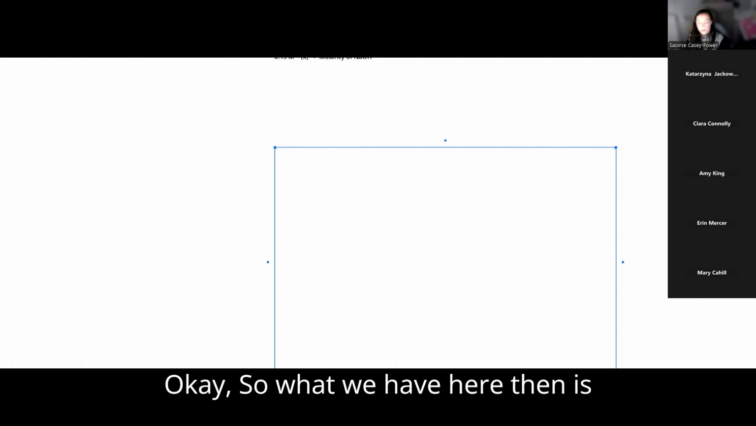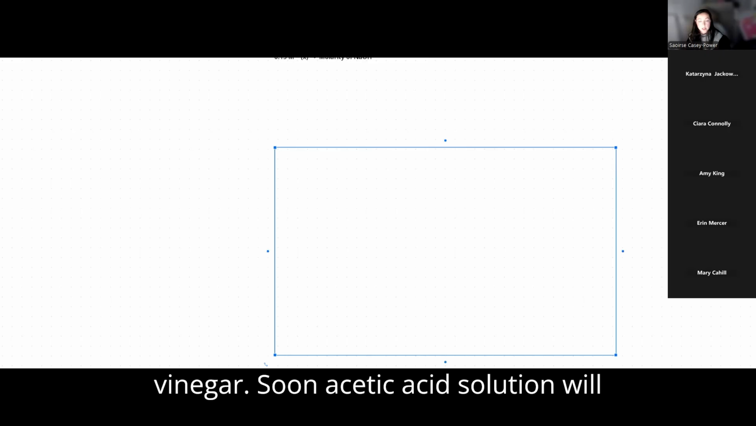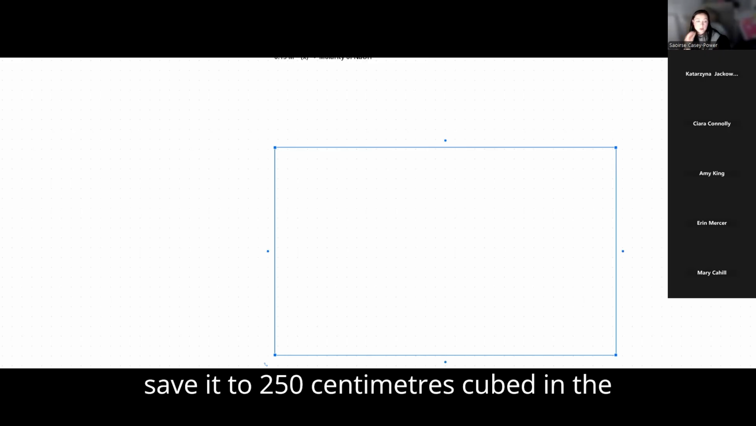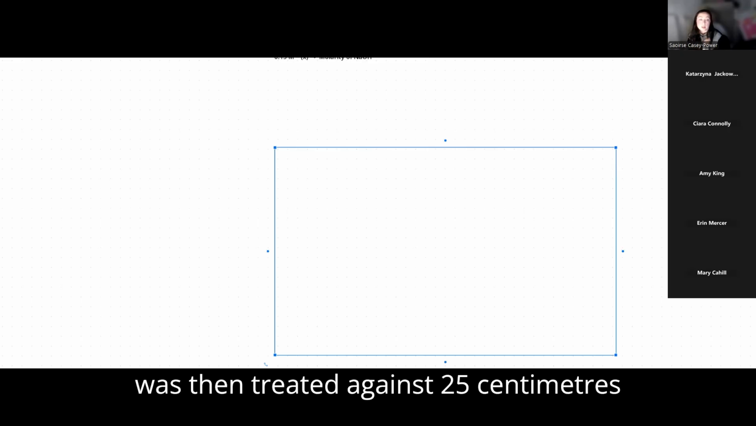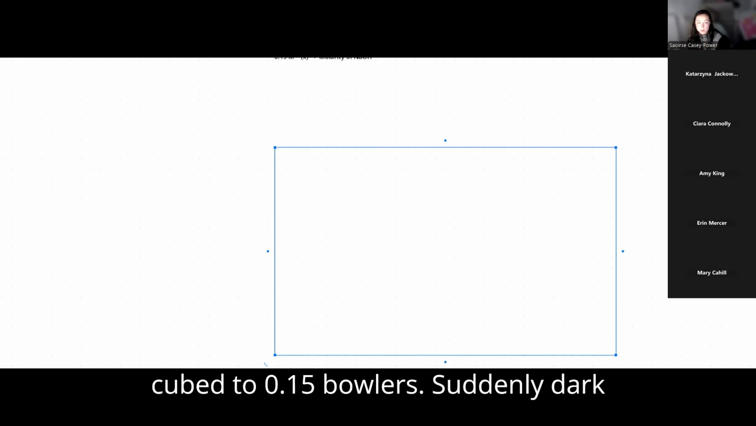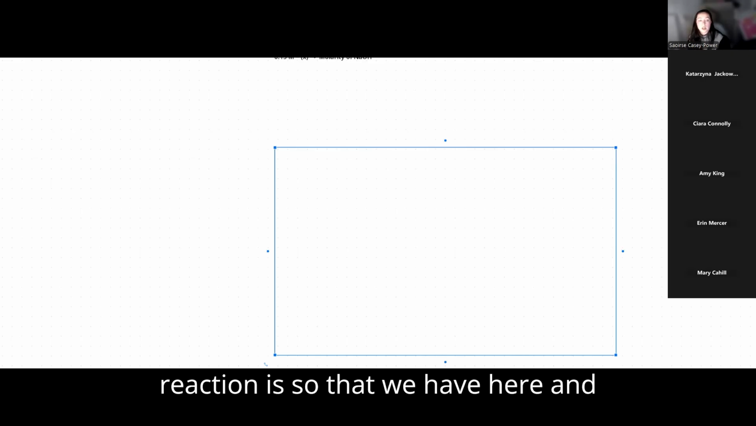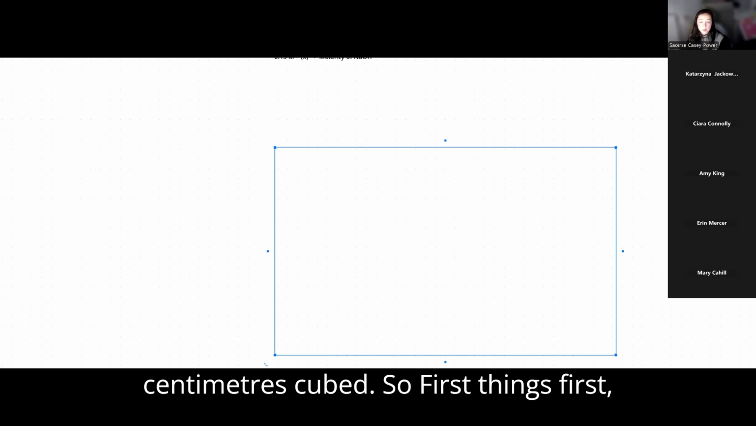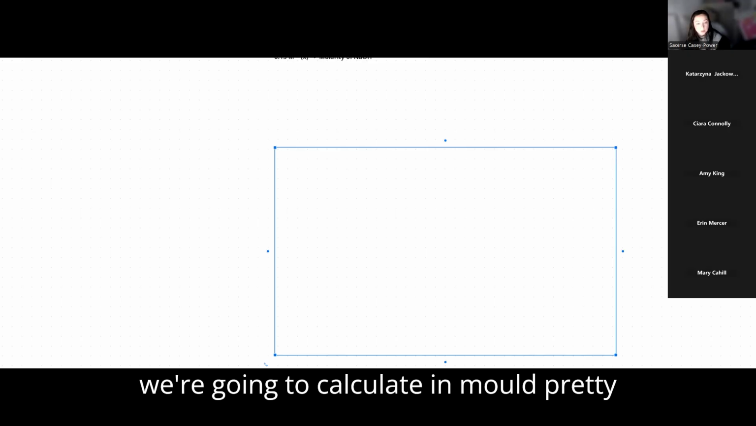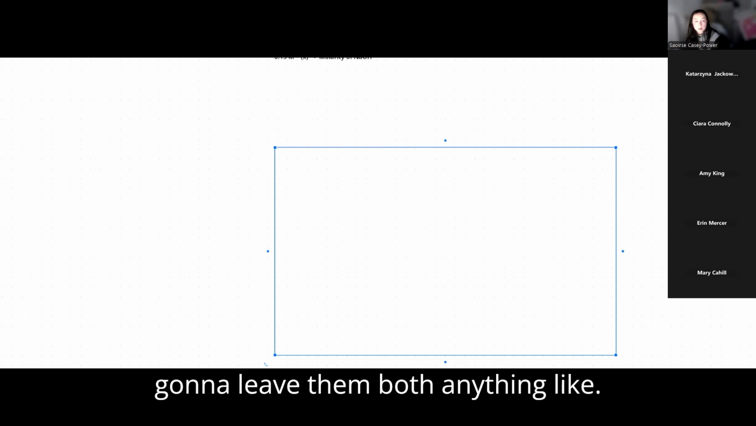So what we have here is a 15 ml sample of vinegar, an acetic acid solution, diluted to 250 centimeters cubed in a volumetric flask. The diluted solution was then titrated against 25 centimeters cubed of 0.15 molar sodium hydroxide. The balanced chemical equation for the reaction is as we have here, and the average titer value was 20.25 centimeters cubed. First things first, we're going to calculate it in moles per liter. So we're calculating the concentration of, now it's a little bit confusing, ethanoic is actually acetic acid, but I'm just going to label them both ethanoic.